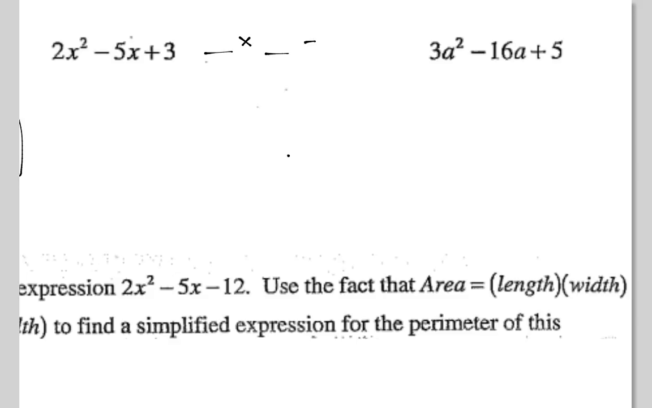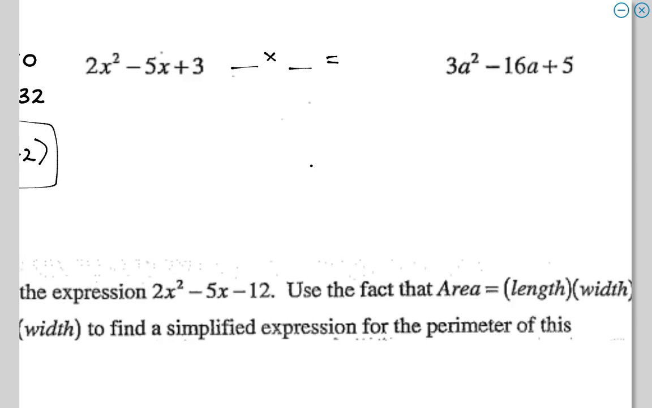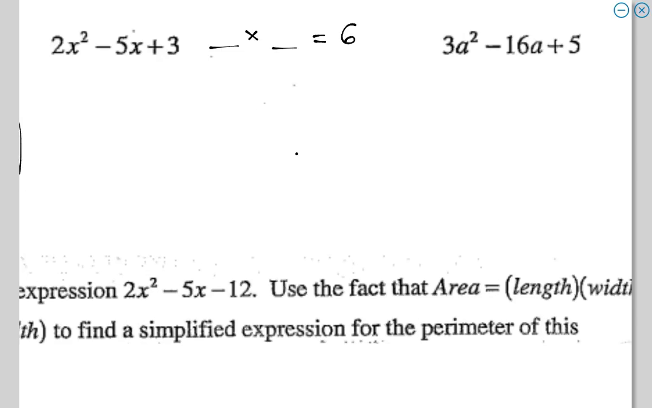Something times something is, help me out, 6. Good. Something plus something is -5. This one's not too bad. Because how many factors of 6 are there? There's not many. 1 and 6 and 2 and 3. You just got to figure out which one's which. What are you guys thinking? Beautiful. -2, -3. I love it.